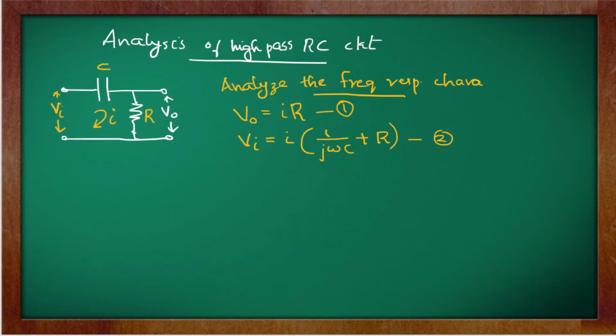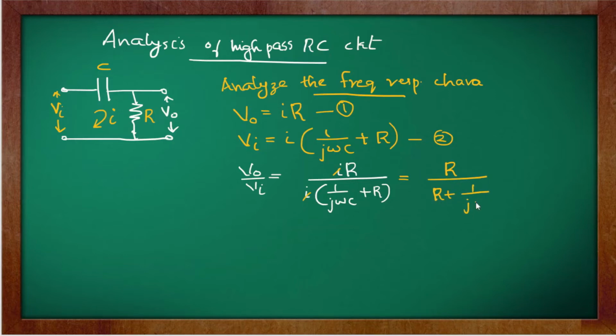Now let us divide equation number 1 by equation number 2. So V0 by Vi is equal to I into R divided by I into (1 by j omega C plus R). Here the I terms will cancel, and what I am getting is V0 by Vi is equal to R divided by R plus 1 by j omega C.